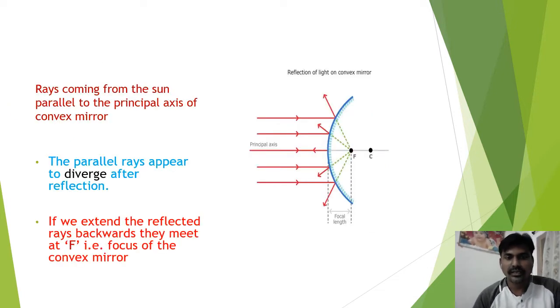For a convex mirror also there will be a focus or focal point. So here we see in this diagram the parallel rays coming from the sun appear to diverge after reflection. If we extend the reflected rays backwards, they meet at the focus, that is the focus of the convex mirror.